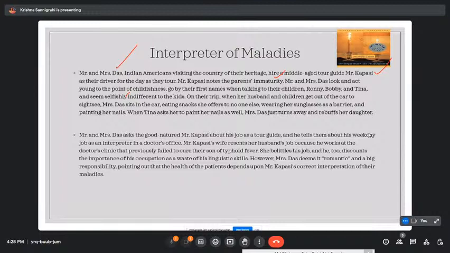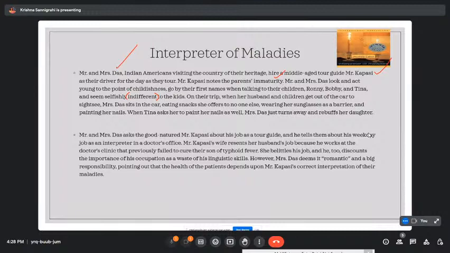So the Indian parents, the way they take care of their kids, and the kind of time and patience which they give, it is difficult to find any such dedication. So a cultural shock is here, wherein it might be very normal for Mr. Das and Mrs. Das, but for Mr. Kapasi, it seemed really strange that there was a selfishly indifferent attitude towards the kids.